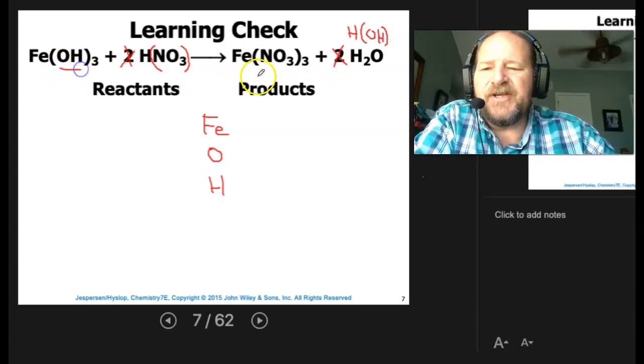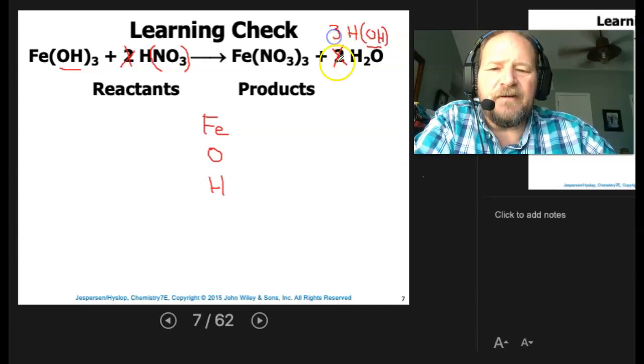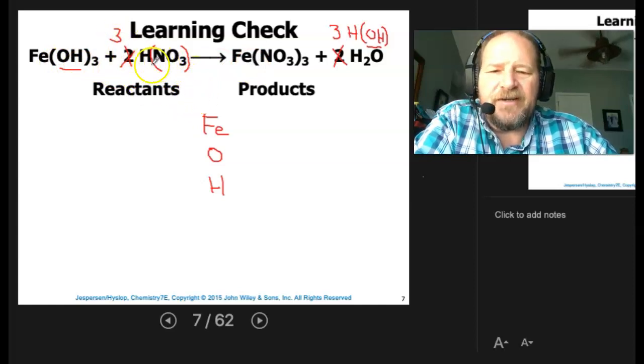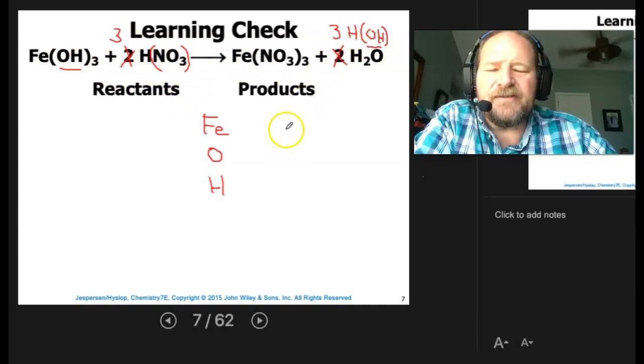So I have the OH here is the same OH there. Well, over here I have 3 of them. So I'm just going to throw a 3 in front of this water right off the bat. That's going to give me 3 OHs there. Here I have 1 NO3, but I need 3 there, so I'm going to throw a 3 right here. And that's going to give me 3 NO3s and 3 NO3s. So my NO3s and my OHs are now balanced. What about my irons? Well, I didn't touch iron, 1 and 1. And how about hydrogen? Here I have 3 hydrogens, and here I have 3 hydrogens.